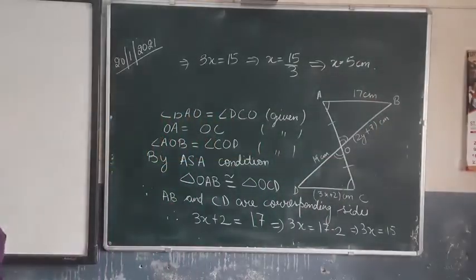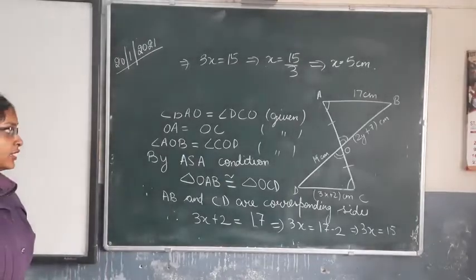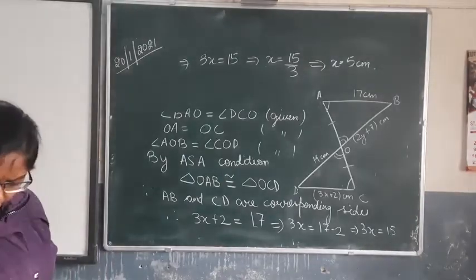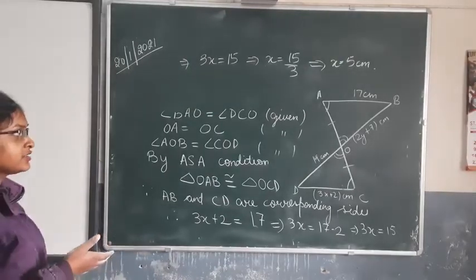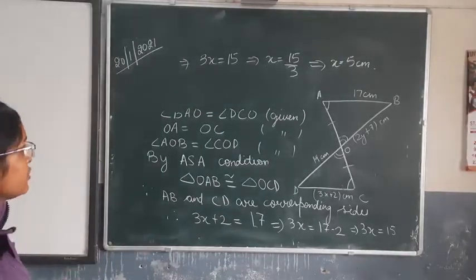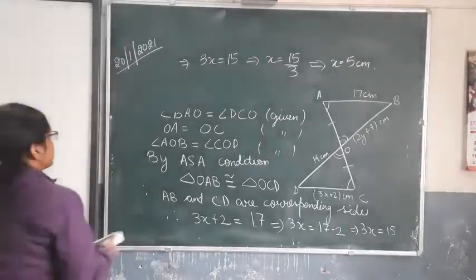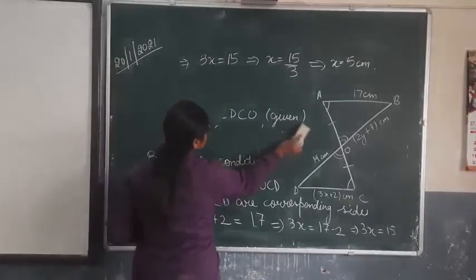Okay. Now what we have to find out? We have to find out the value of y. So here centimeter is already outside of the bracket, so you can skip that centimeter also. So next we have to find out the value of y. How can we find out the value of y?